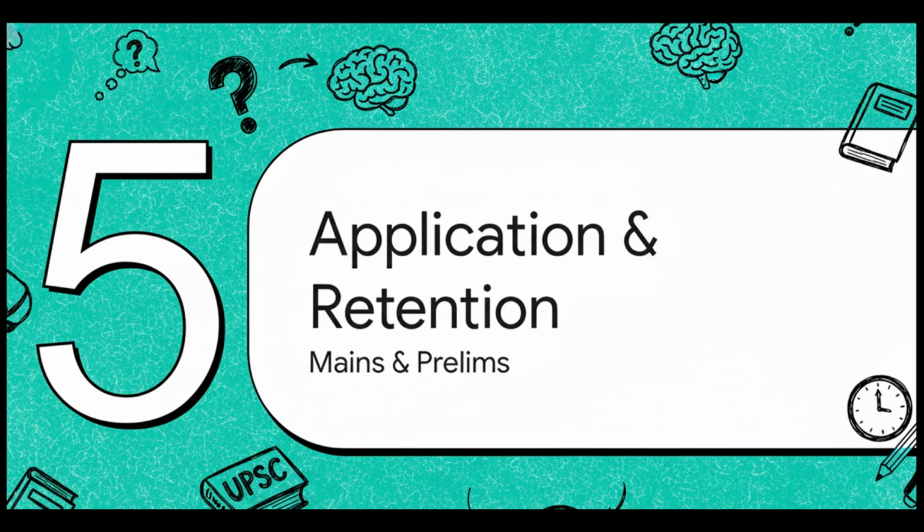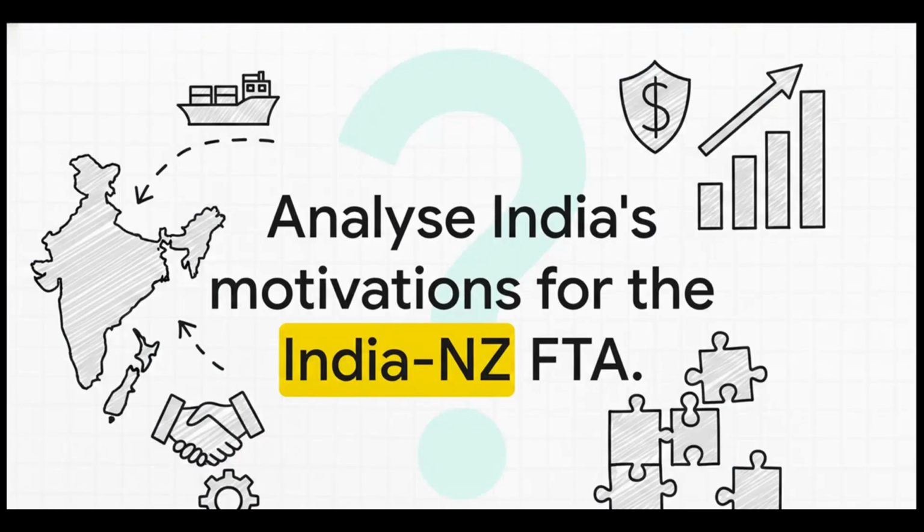Let's put this into practice. Take a look at this high-probability GS3 mains prompt based directly on India's evolving free trade agreement strategy that we just talked about. Analyze India's motivations behind signing the Indian-New Zealand FTA and assess how FTAs can help India achieve its goal of supply chain diversification while managing domestic sensitivities. Take a moment to think. How would you structure a comprehensive 250-word response to this under intense exam pressure?